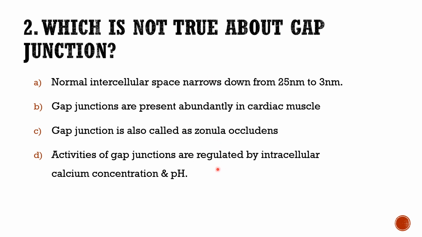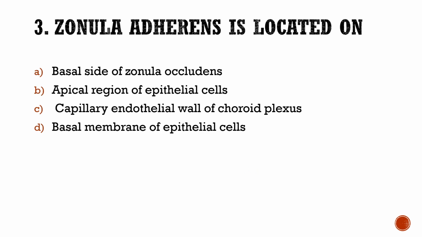Yes, in gap junctions the intercellular space is reduced from 25 nanometer to 3 nanometer, whereas the gap junctions are present abundantly in the cardiac muscle, and the diameter of the channel proteins, the connexons, can be regulated by intracellular calcium level as well as the pH.